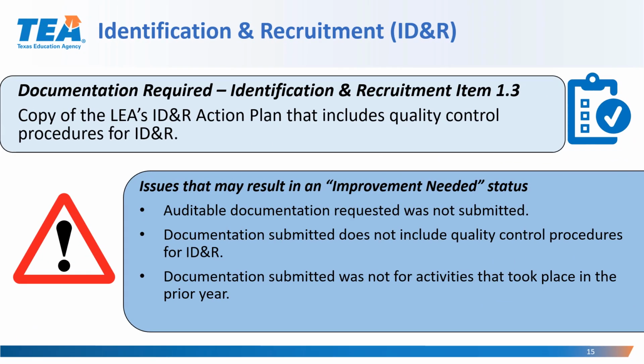So it's really important that your action plans reflect the need for the quality of the documentation. Again, the required documentation for 1.3 is a copy of the LEA's IDR action plan that includes quality control procedures for IDR. Issues that may result in an improvement needed status are the following. The auditable documentation requested was not submitted. Documentation submitted doesn't include quality control procedures in your IDR action plan, or the documentation submitted was not for activities that took place in the prior year.